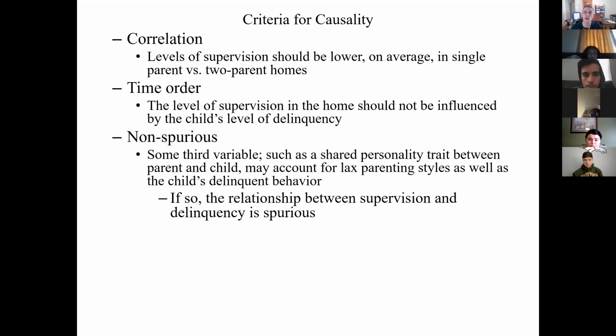Spurious just means it's not genuine. There's something else going on that explains it. So it could be some third variable that one is not taking account of, such as a shared personality trait between parent and child that may account for the lax parenting styles, the low levels of supervision, as well as the child's delinquent behavior. Because after all, if you are the biological offspring of mom and dad who have personality traits that make them prone to antisocial behavior, and we know there are such things out there that can do this, it's not usually the most important thing, but we know this is a possibility that this may be driving both the parenting behavior as well as the delinquent behavior in the child.